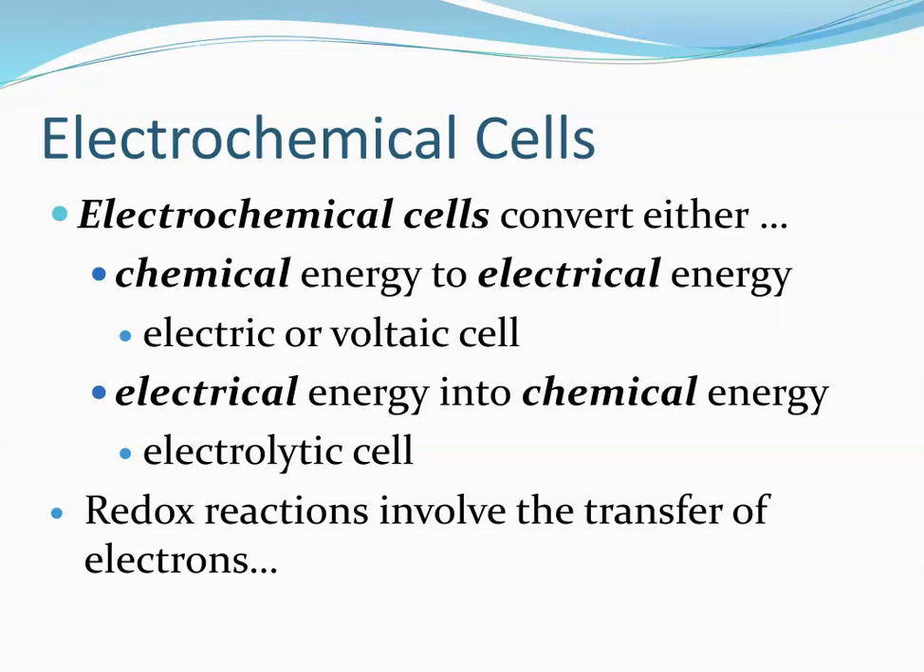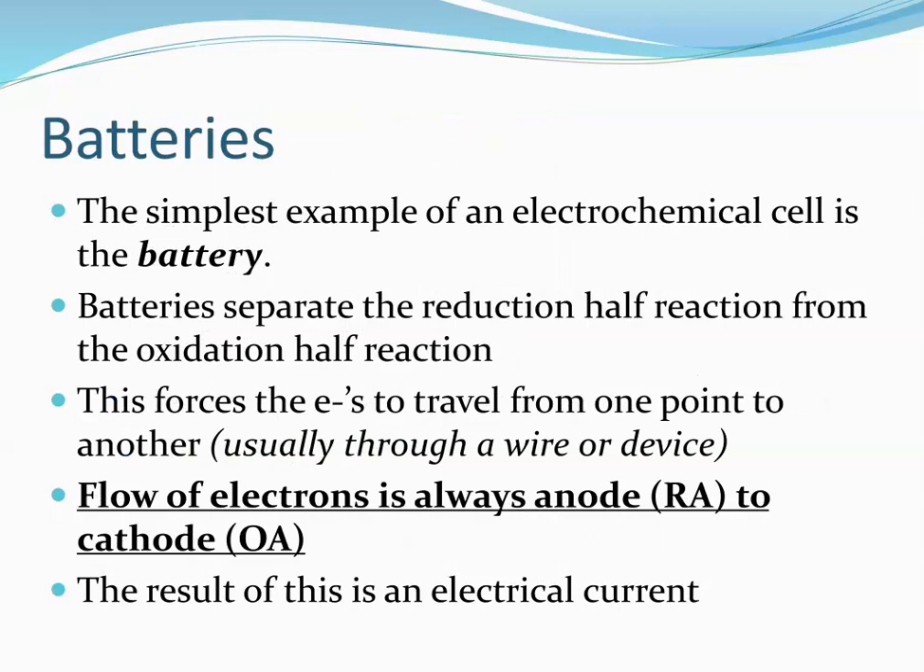Redox reactions, such as those we have been learning about, either gain or lose electrons. If these electrons are made to travel through a wire, then we are able to create electrochemical cells. Batteries are the simplest type of electrochemical cell, called a voltaic cell. Chemical energy in the battery is converted into electrical energy.